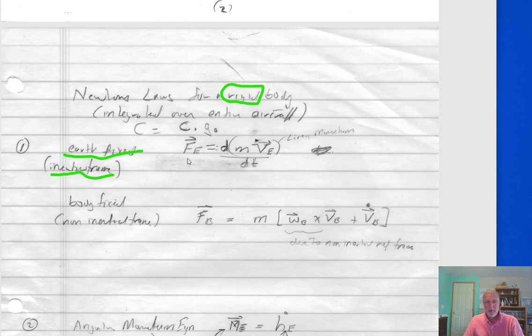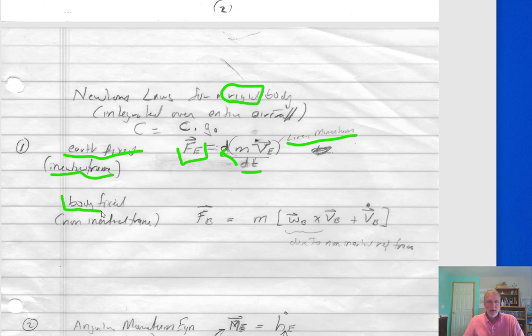But assuming it's an inertial reference frame, the sum of the forces in the Earth-fixed axis is equal to the change in linear momentum, which is mass times velocity, with respect to time. So that's just fundamental Newton's law. And of course, if the mass is not changing, you can pull that outside, but I'm writing it in the general form here. That's in the Earth-fixed axis system.